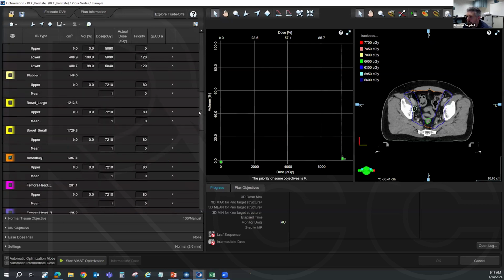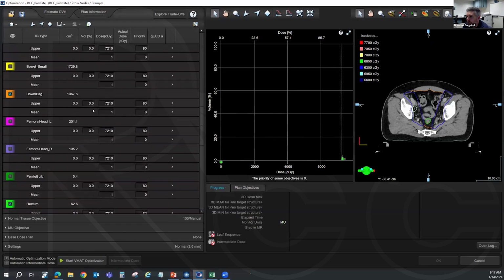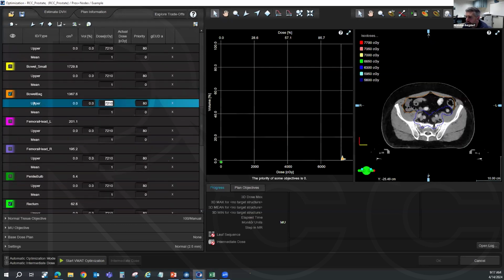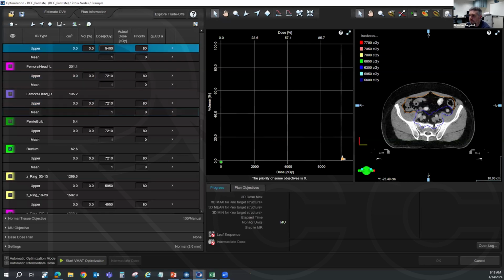So if I go through here, the only one that I would want to have an upper objective with any meaningful max dose constraint is the bowel bag, because the physician said that no more than 0% of the bowel bag should receive 54 gray. So the max dose of the bowel should be 54. So I have that set.